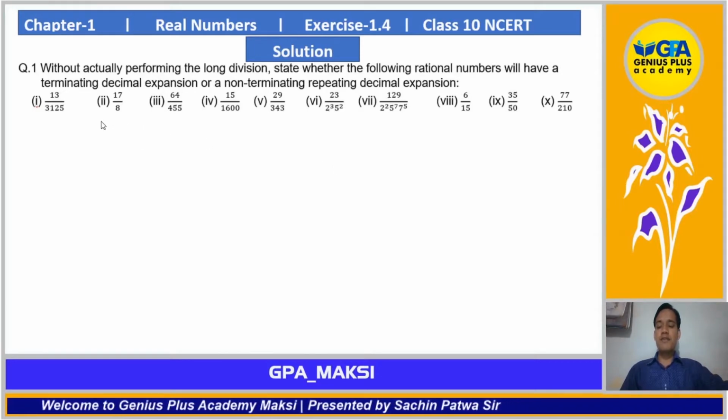Our question number 1 is 13 by 3125, and we have to check whether it is a terminating or non-terminating repeating decimal expansion.